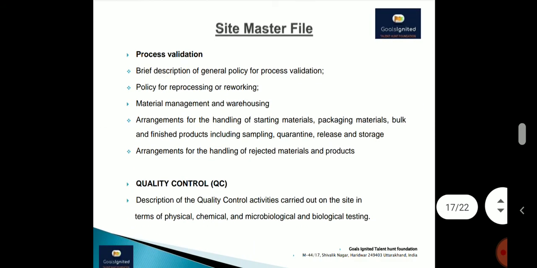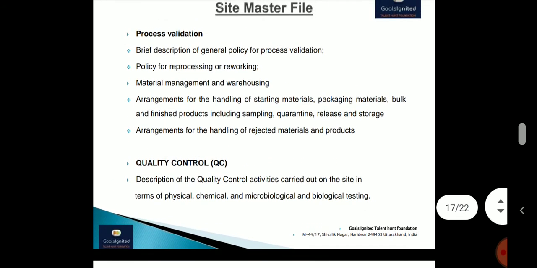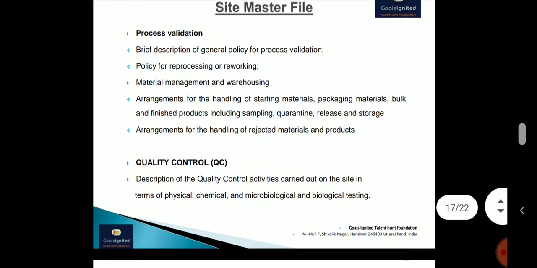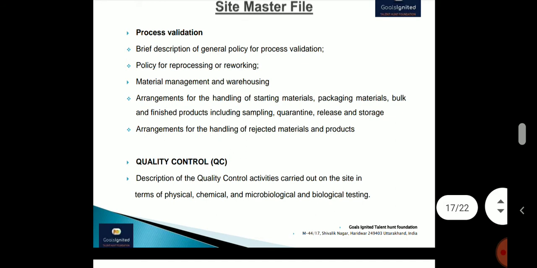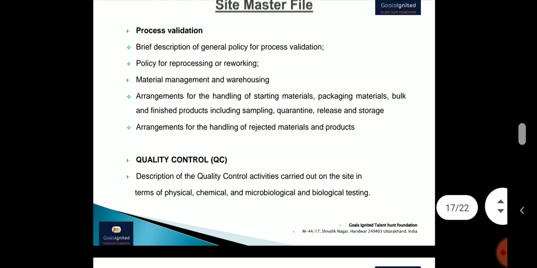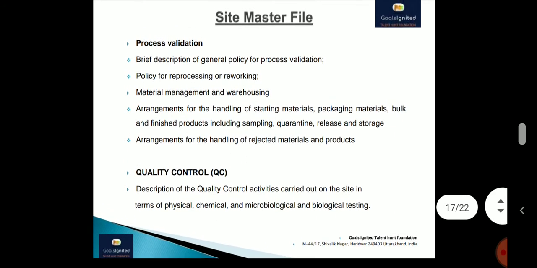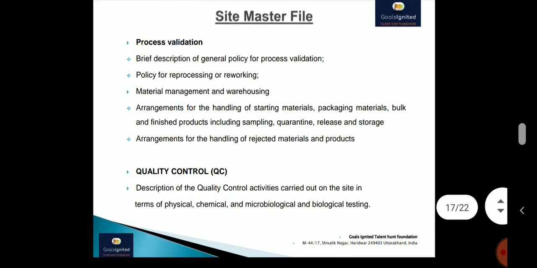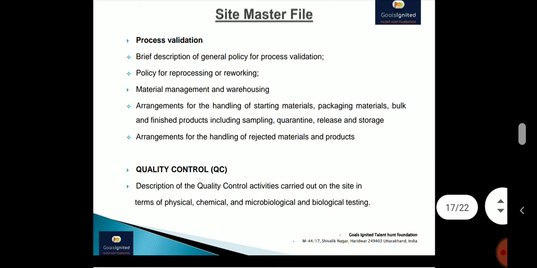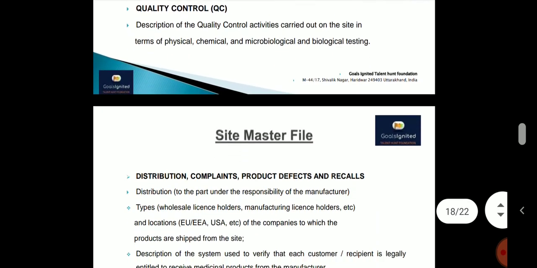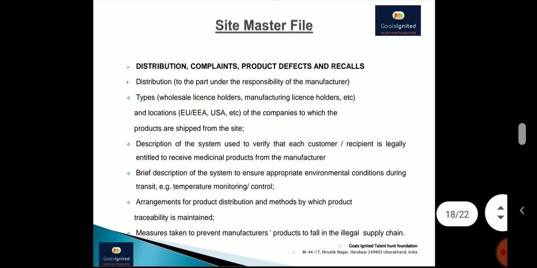Then we come to the process validation. What is the basic approach for the process validation? You need to mention the policy about reprocessing and reworking, material management, and warehousing and everything. You have to mention over there. Then the quality control, a brief description about the QC you are required to mention over there. Then the distribution, complaints and product recalls.